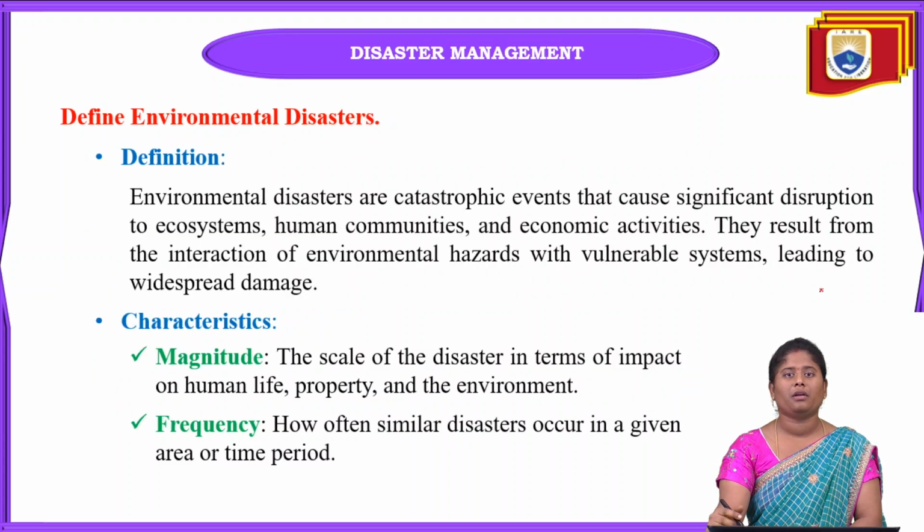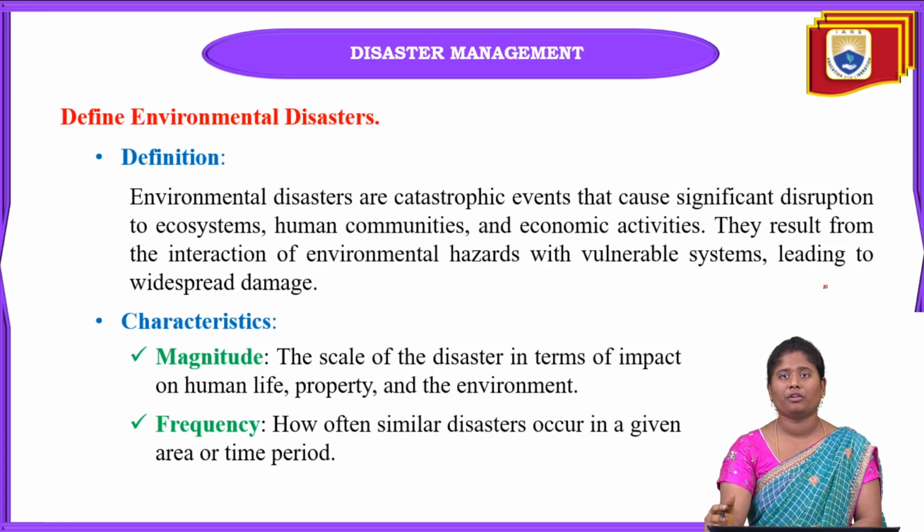Next is, define environmental disaster. What is meant by an environmental disaster? After environmental hazards, disasters may also be man-induced or natural. These are catastrophic events that cause huge disruption to the ecosystem, human communities, and economic activities. And what are the main characteristics of environmental disasters? First, magnitude.